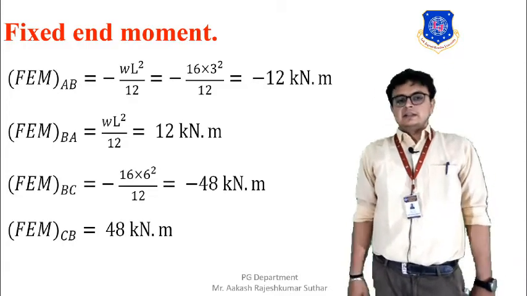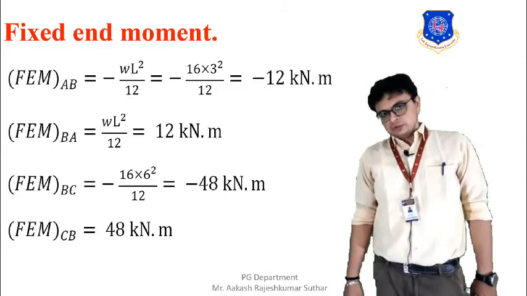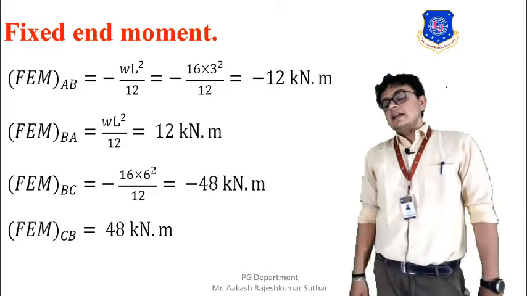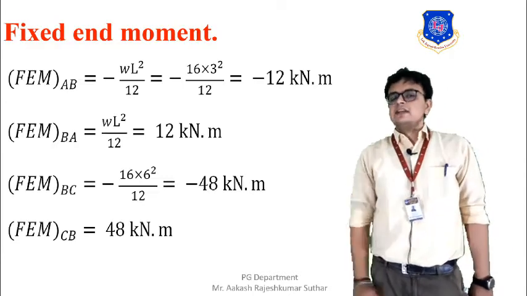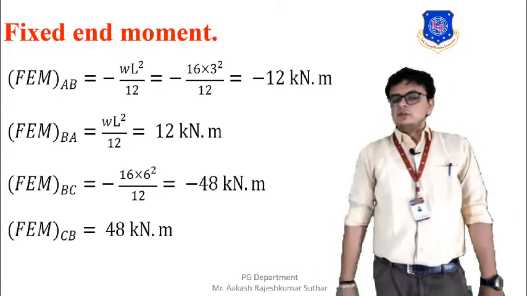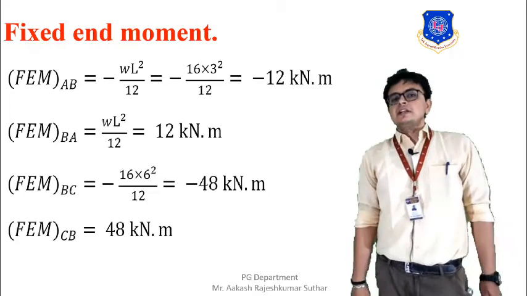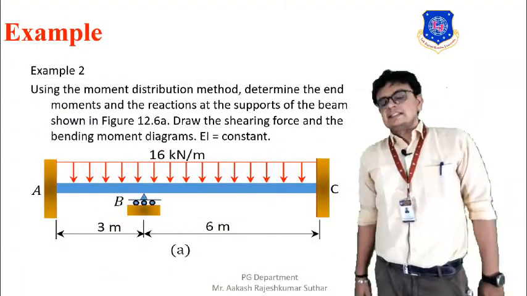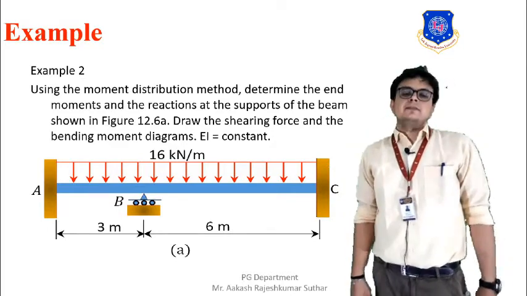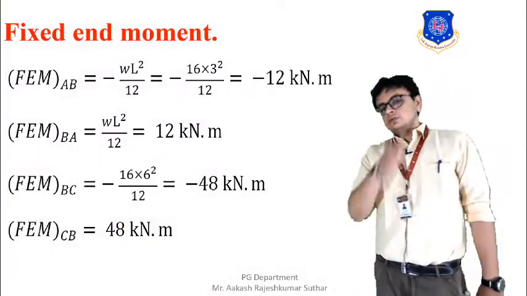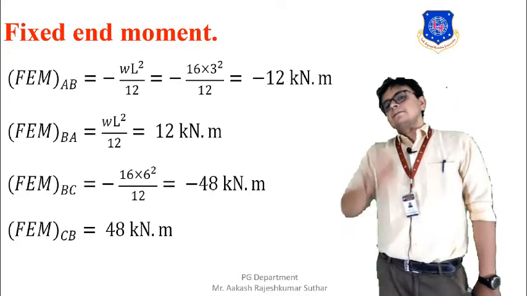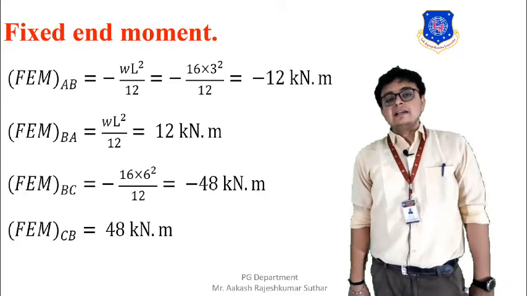So WL square by 12 is being used. For AB, which is on the left hand side, the anti-clockwise moment is acting, so we are considering the negative sign. On BA the clockwise moment will be acting. We just have to use the formula WL square by 12. Here W is 16, and for AB the span L will be 3 meter. So 16 into 3 square by 12, and ultimately we get the fixed end moment of minus 12 kilonewton meter.